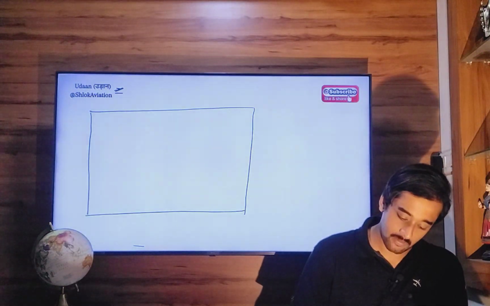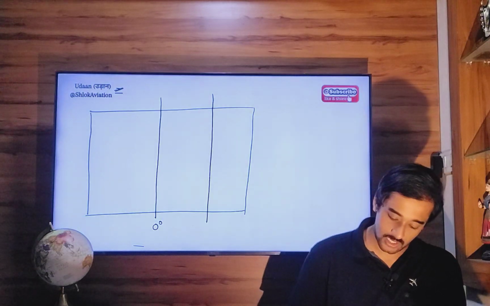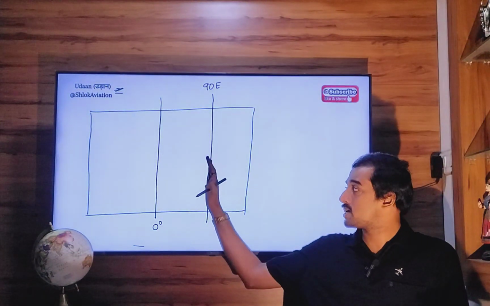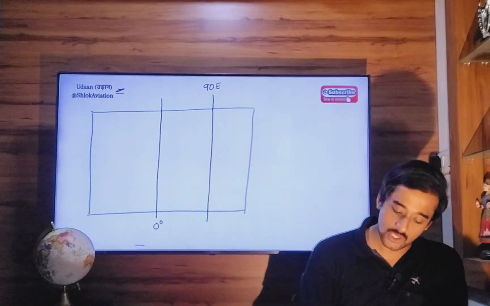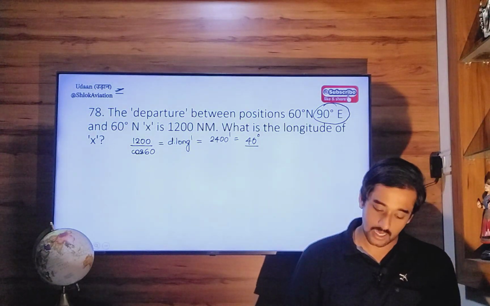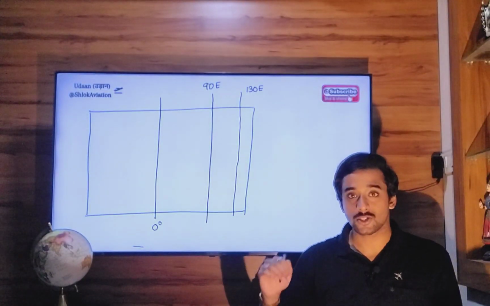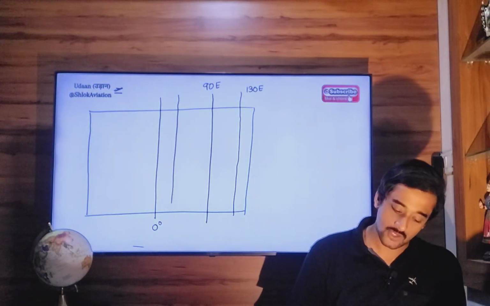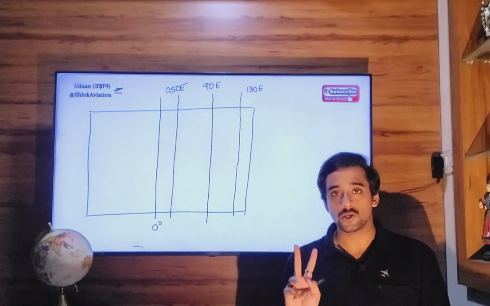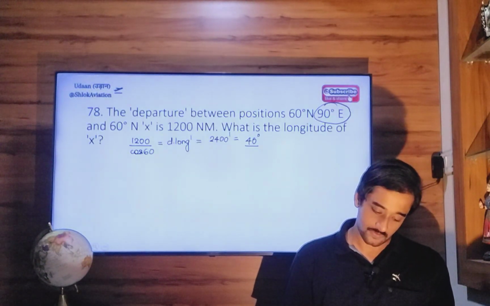If this is your prime meridian and this is your initial position, 90 east, the second position, your destination, can be to the east of this. If it is to the east of it, we will have to add the d long. So 90 plus 40, which is 130 east. If it's to the west of it, we will have to subtract the d long. So 90 minus 40 is 50 degree, so 050 east. So there are two possibilities, either 130 east or 050 east.